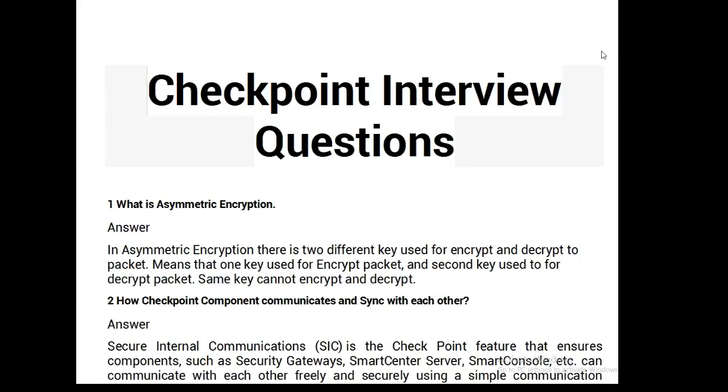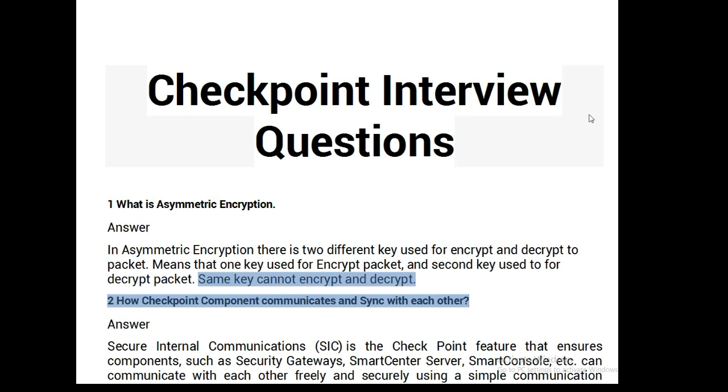Questions. 1. What is asymmetric encryption? Answer. In asymmetric encryption, two different keys are used to encrypt and decrypt a packet. This means that one key is used to encrypt the packet, and the second key is used to decrypt the packet. The same key cannot encrypt and decrypt.